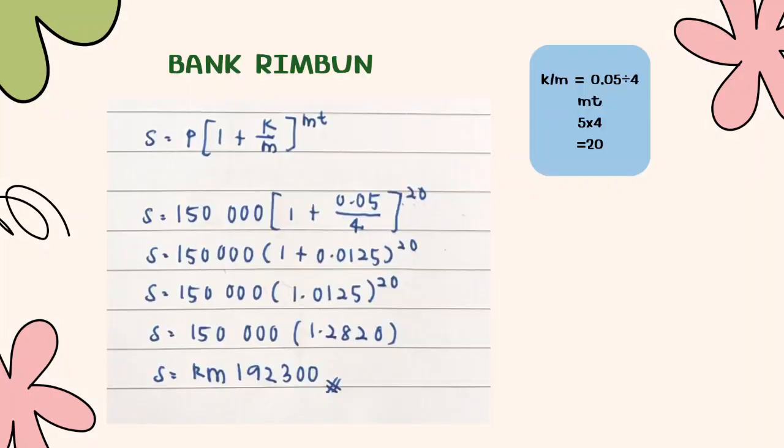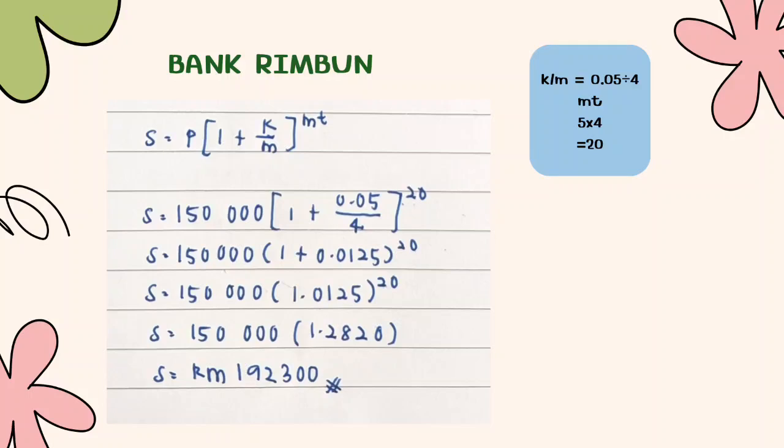Then we have to calculate for Bank Rimbun. We can use the formula S equals P open bracket 1 plus k over m close bracket to the power of mt. But before that, we have to know what k over m and mt are. k over m is 0.05 over 4 and mt is 5 multiplied by 4, equal to 20. And then we go back to the calculation. S equals 150,000 open bracket 1 plus 0.05 over 4 close bracket to the power of 20.